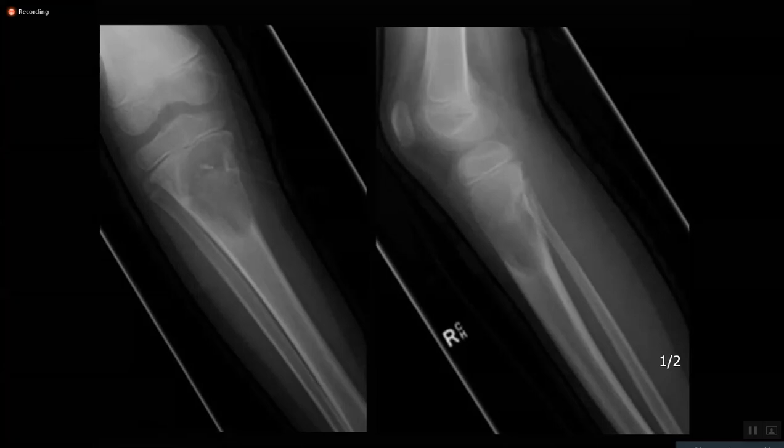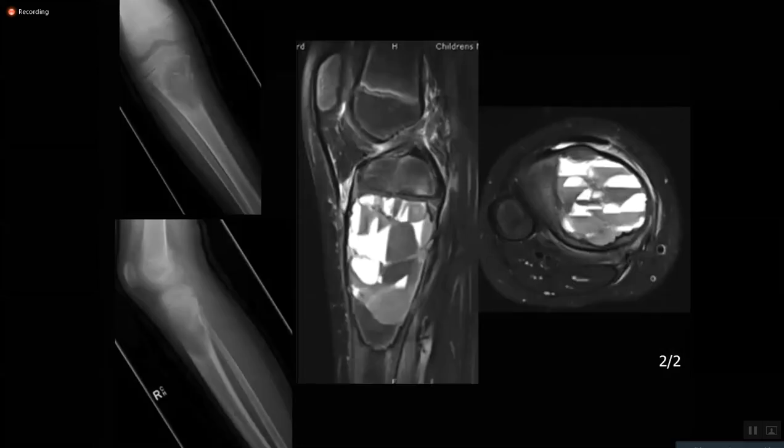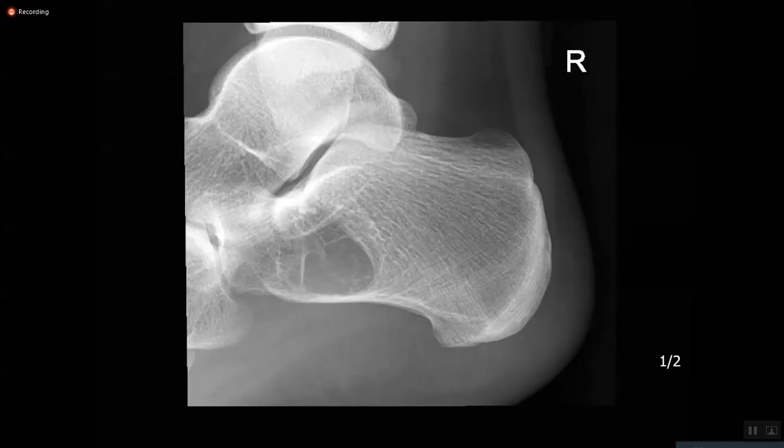Please remember, fallen fragment sign is not a pathognomonic sign for simple bone cyst, and it can be seen in other entities. And then fluid levels. If you see more than 75% fluid levels, you are quite confident that it is an aneurysmal bone cyst. Yes, please.